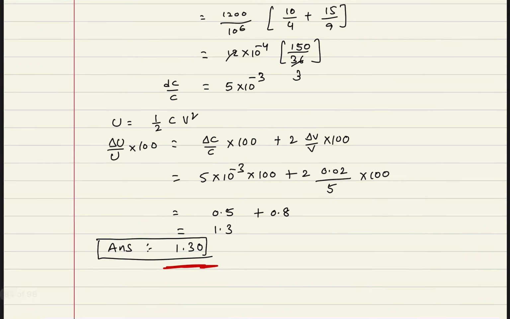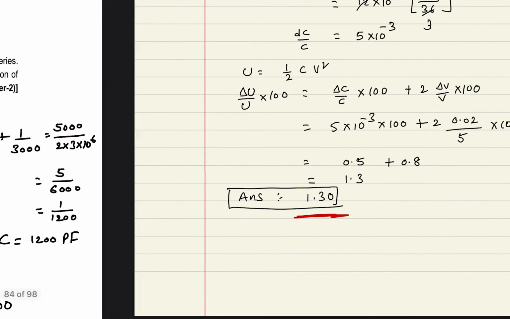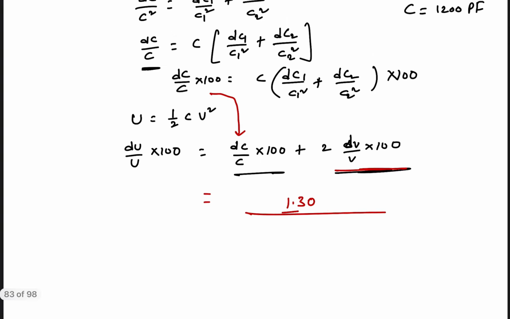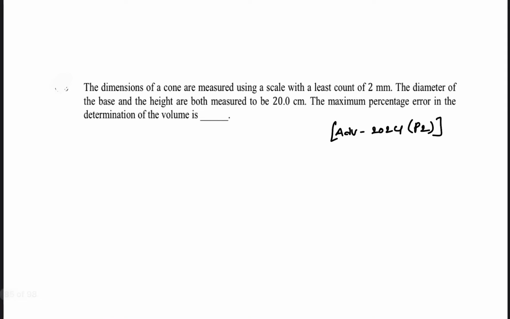And I have already calculated this. I will show it. See, I have calculated. I got the value 1.30. dC by C is 5 into 10 power minus 3. You can write 1.30 is the answer. The answer is 1.30. Okay, observe this. Next question.